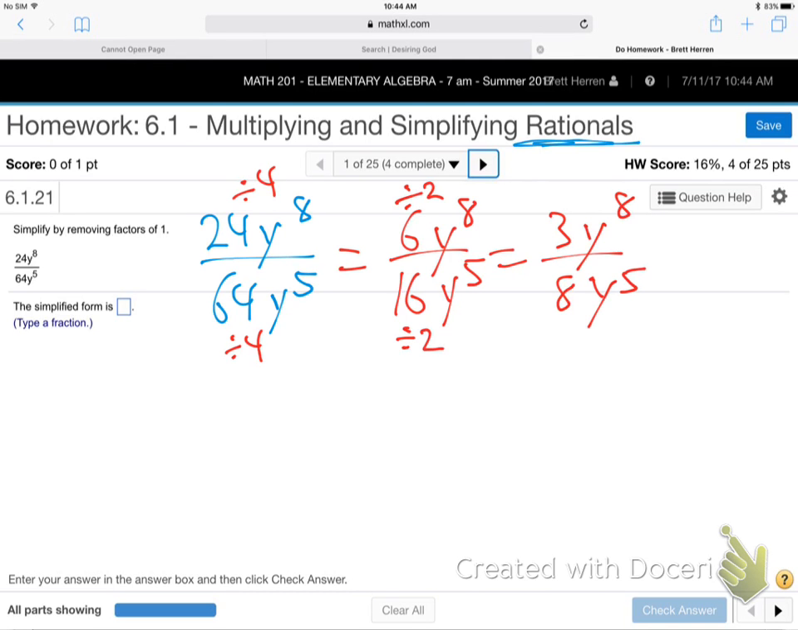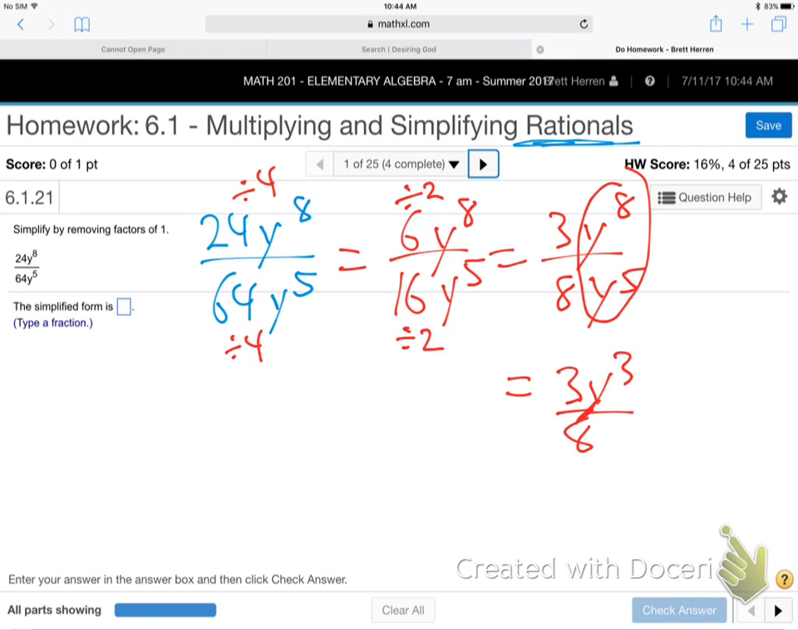And now what do I do about the y's? What do you do when you've got a couple letters vertical like that? Subtract. That kind of stuff is on today's test. And as the answer, the y to the third is going to be on the top, because the bigger power is on the top. So 3/8 y to the third.